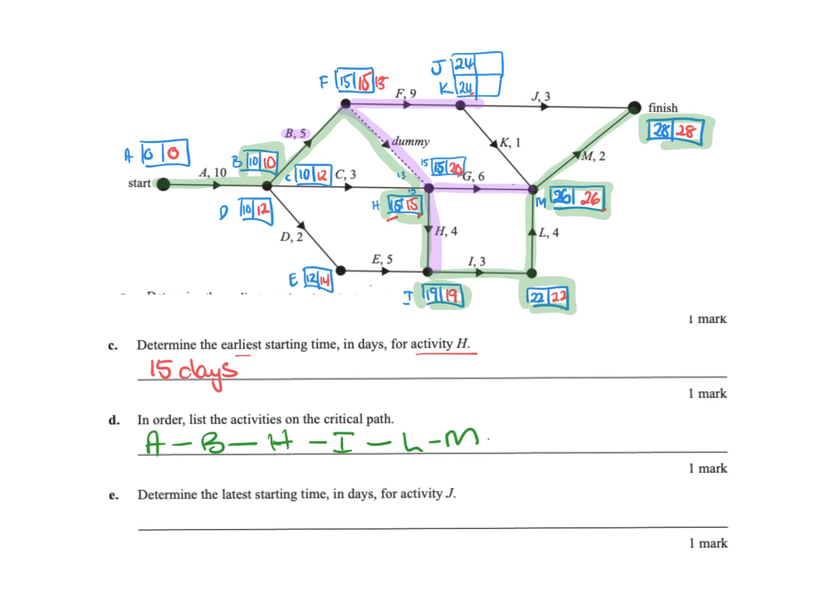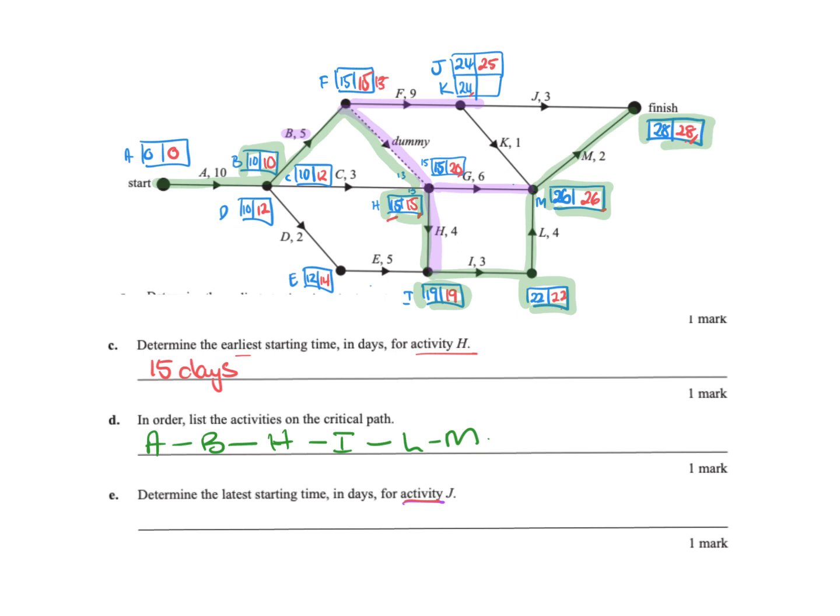Now determine the latest starting time for J. So that's the red number at J. So I've obviously, whoops, haven't completed that up here. So 28 minus 3 would be 25. So for J, it would be 25.